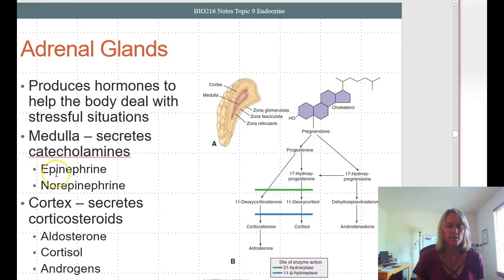So the adrenal glands are involved in producing hormones that help the body deal with stressful situations. There are two parts of the adrenal gland, the inner medulla part, which is really modified neurons, and these secrete catecholamines, epinephrine primarily, and to a lesser extent norepinephrine. The cortex is the outer part, and this secretes steroids. And the three main corticosteroids that it secretes are aldosterone, cortisol, and then some androgens. So we're going to look at a couple of these.